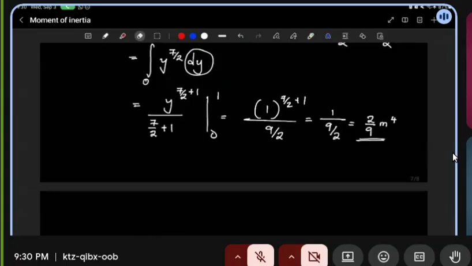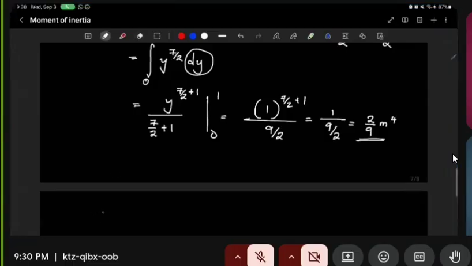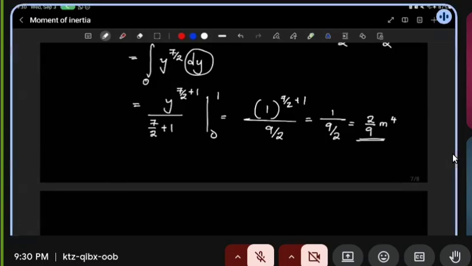Would you want to see it using the parallel axis theorem? Or you would try it as you practice? I didn't get that. We can do it in parallel. We do it together?